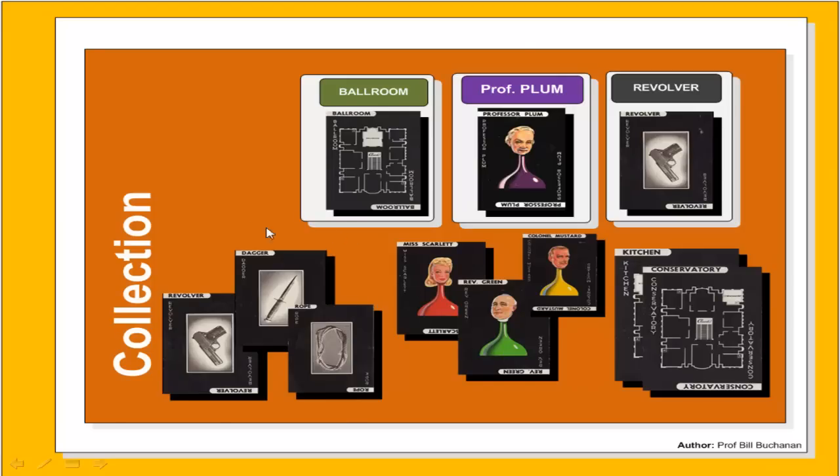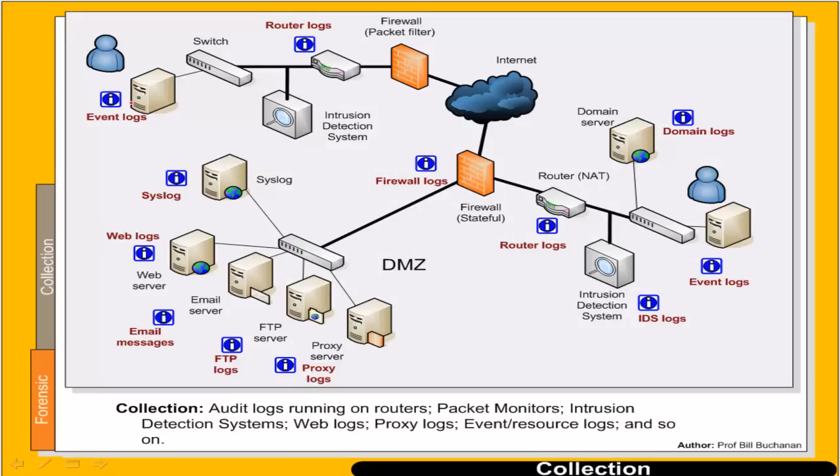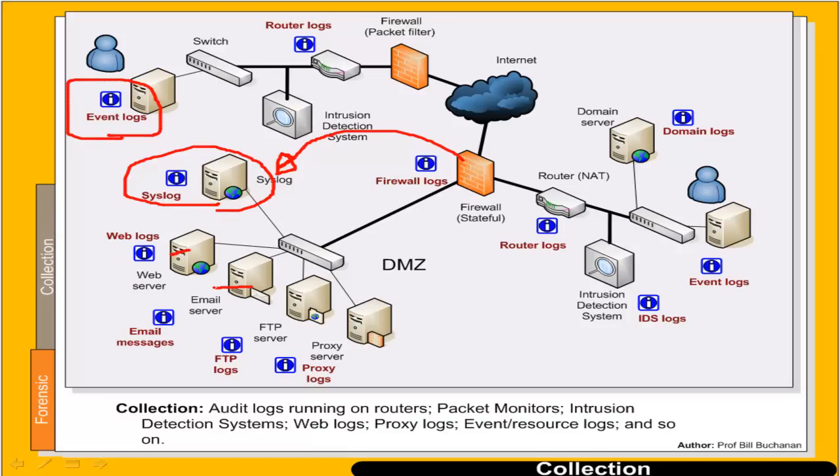The first part of a digital forensics investigation is typically the collection phase. In the collection phase, we may have a formal method of picking up the logs and events from across the network, or it might involve going out to each of the devices to find some trail of evidence. So in this case, we might have event logs on machines. We might have a formal syslog server where logs are actually sent to it and it collects the data. We might have web logs, email logs, FTP logs, proxy server logs, router logs. We might have trails from IDSs and domain logs.